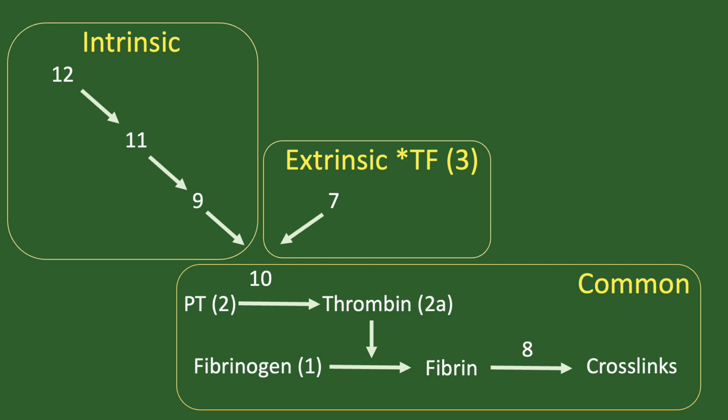Thrombin then converts fibrinogen to fibrin, and fibrin cross-linking is achieved in the presence of factor 13. Factors 2, 7, 9 and 10 require calcium, and the vitamin K dependent clotting factors are also 2, 7, 9 and 10, in addition to protein C and S.